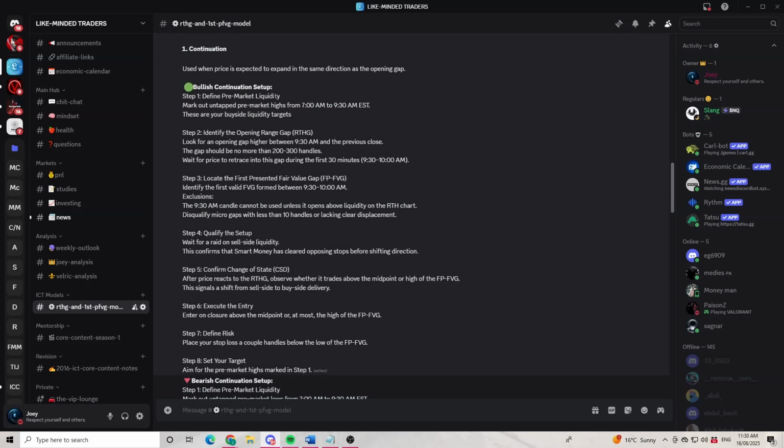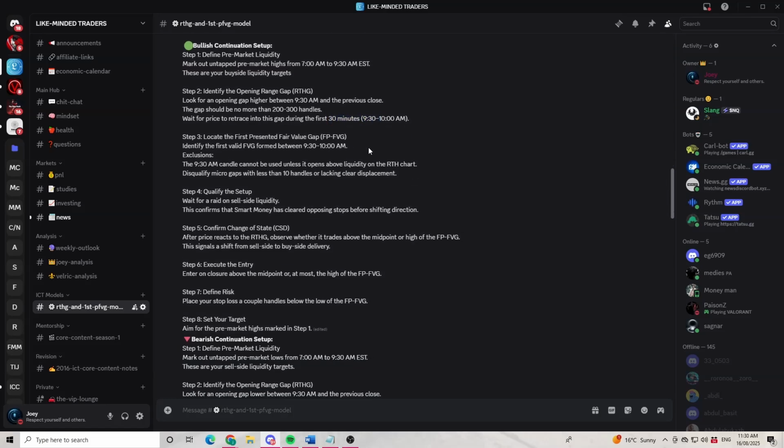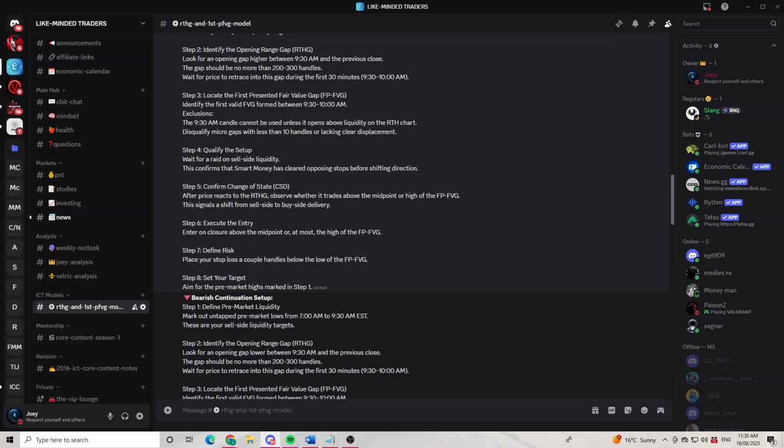Step 1. Define pre-market liquidity. Mark out untapped pre-market highs at 7 a.m. to 8:30 a.m. These are your buy-side liquidity targets. Step 2, identify the opening range gap. Look for an opening range gap between 9:30 a.m. and the previous close. The gap should be no more than 200 to 300 handles. Wait for price to retrace into this gap during the first 30 minutes, okay, from 9:30 to 10 a.m.